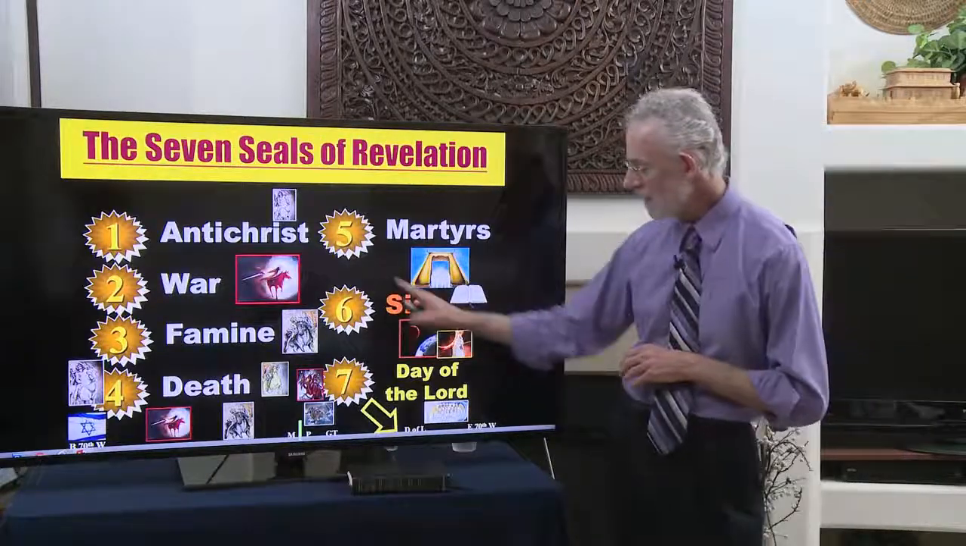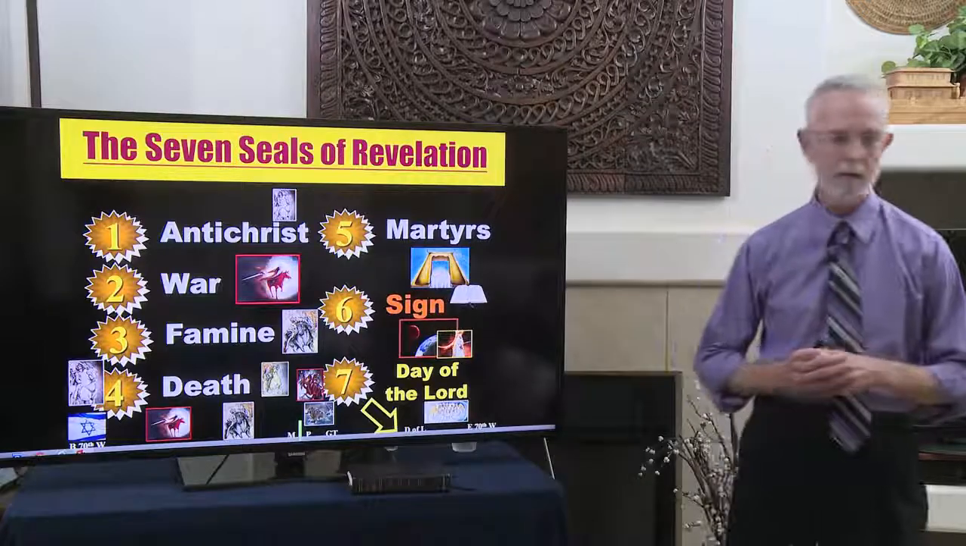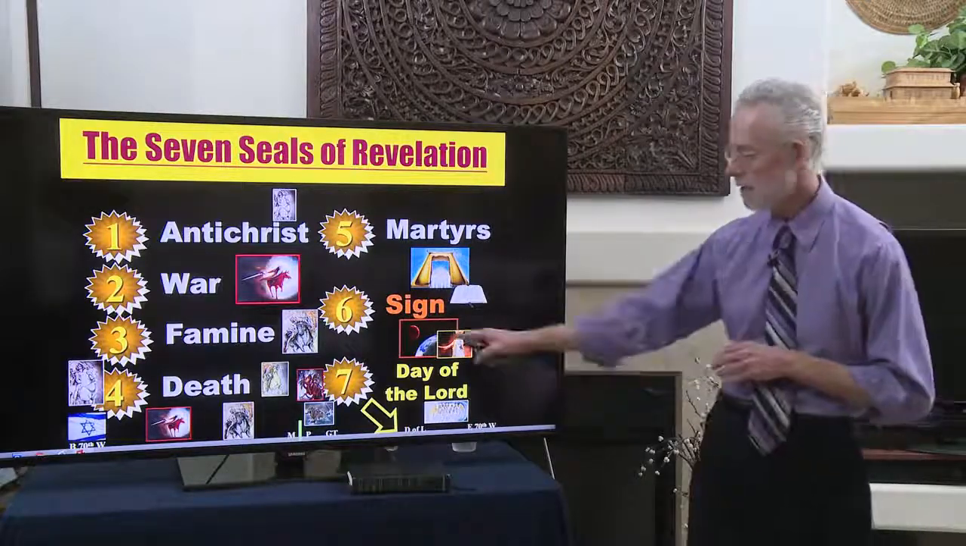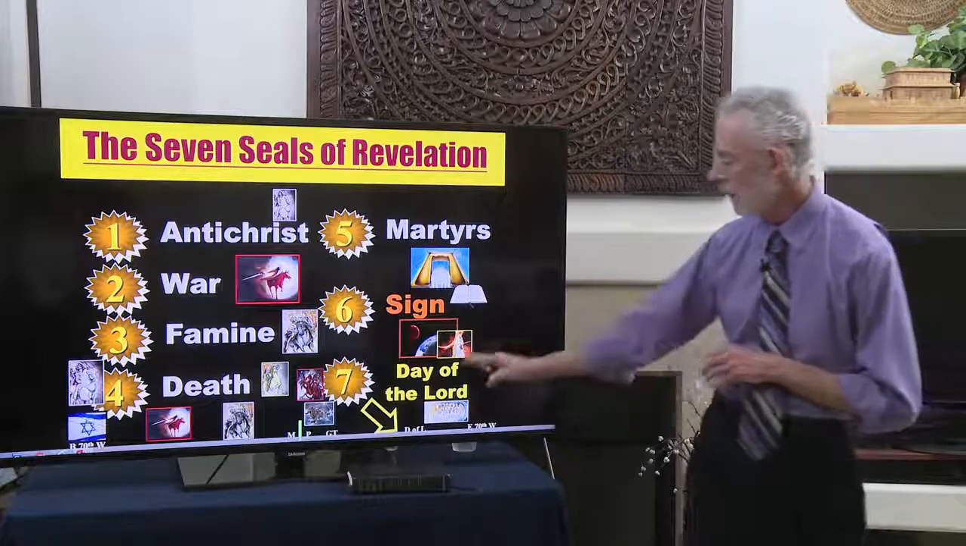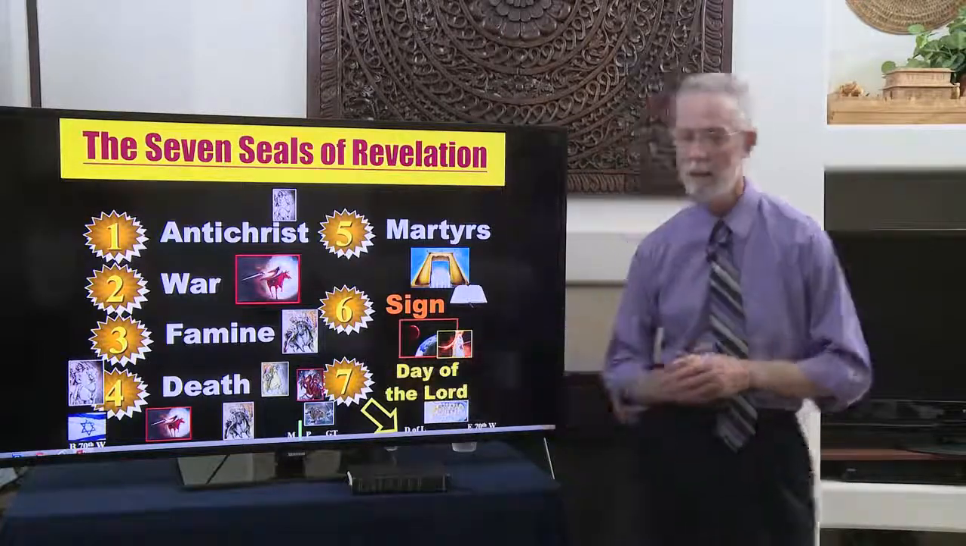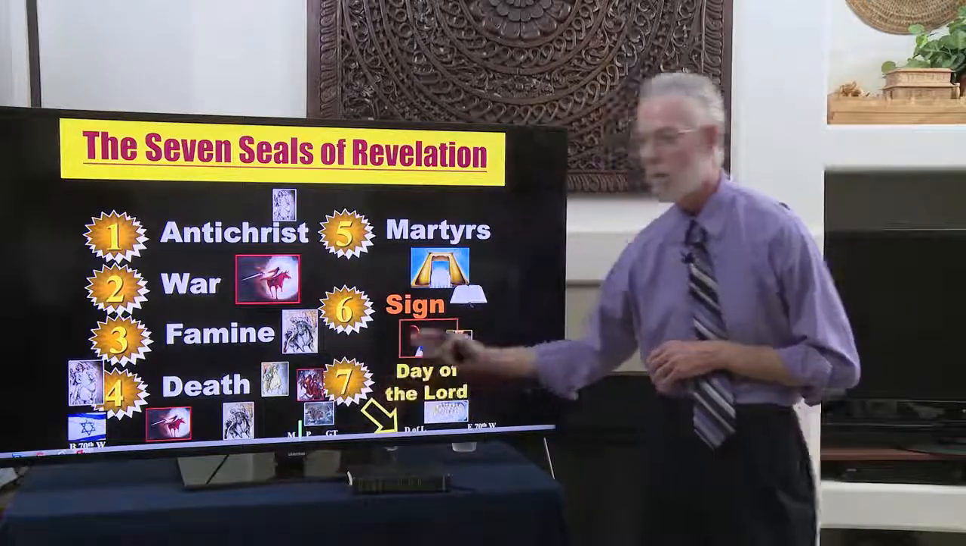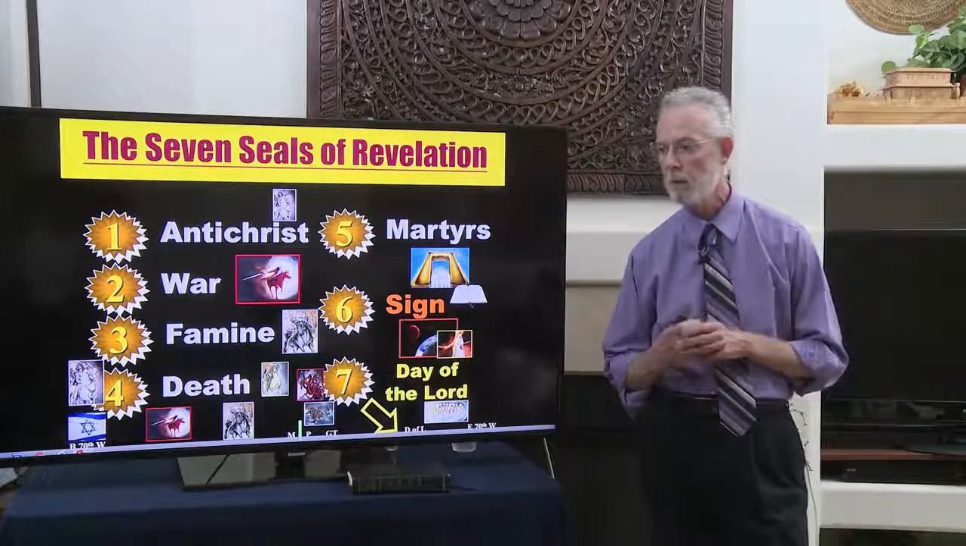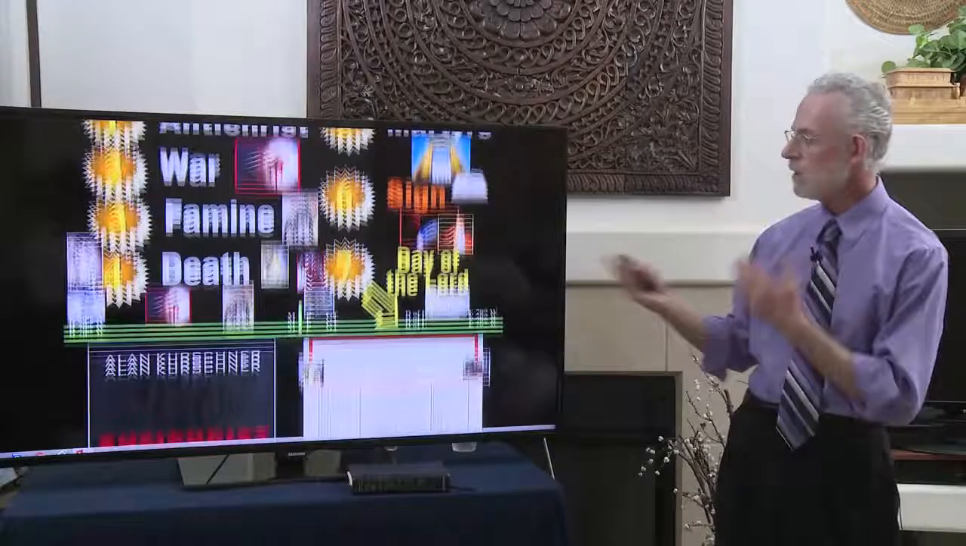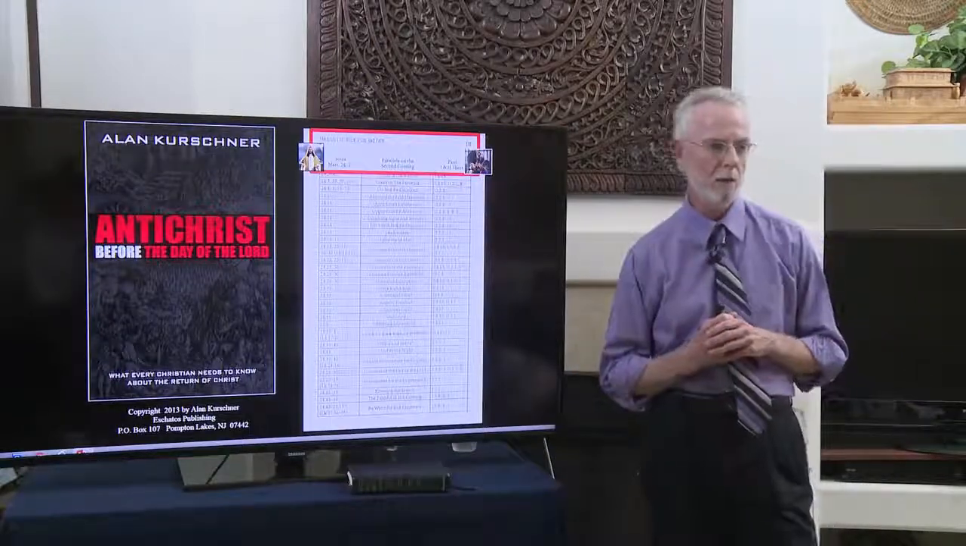So the sixth seal is the sign of the day of the Lord, right? That's the warning that God said he would give us, that the sun, moon, and stars are going to go dark. But the actual day of the Lord isn't going to start until after the seventh seal is broken. And this just all goes right in order if we just allow Scripture to interpret itself. Now, last week we did a little bit of that where we allowed Scripture to interpret itself.